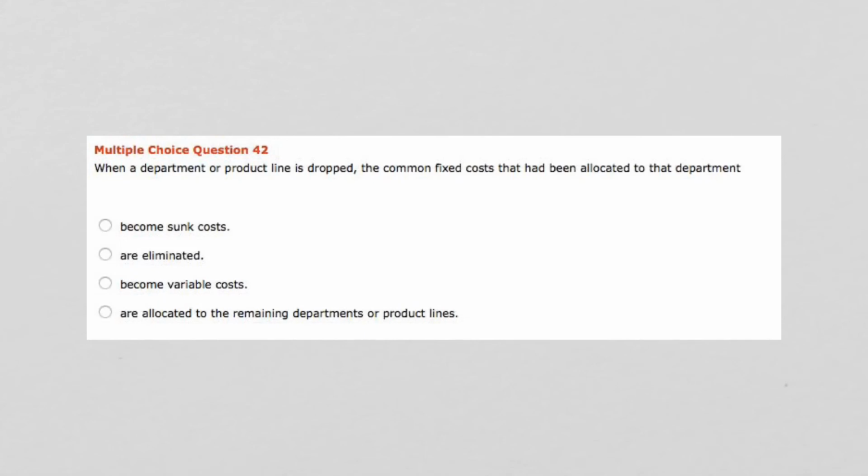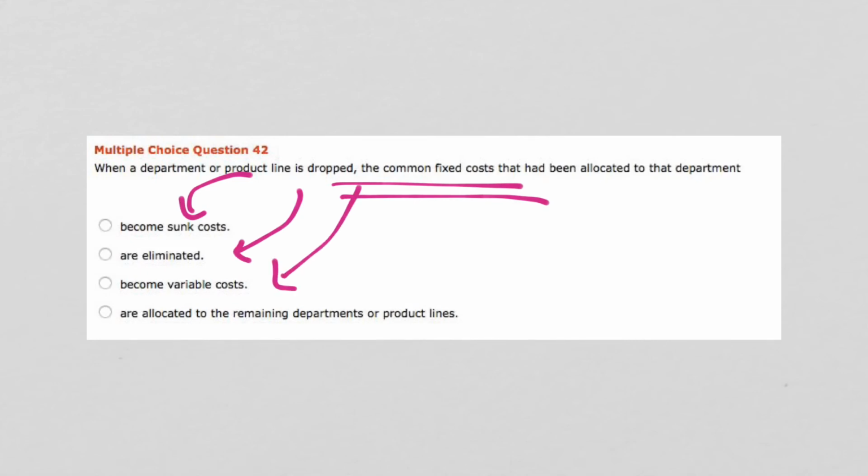When the department or product line is dropped, the common fixed costs that had been allocated to that department, the unavoidable costs, are going to be, well, they're not sunk costs, because we're talking about what they are going to be now. They're not eliminated. They're unavoidable. They're not going to be variable. Once fixed, always fixed. Obviously, there are those mixed costs, and there's the step, but we're speaking in general terms right now.